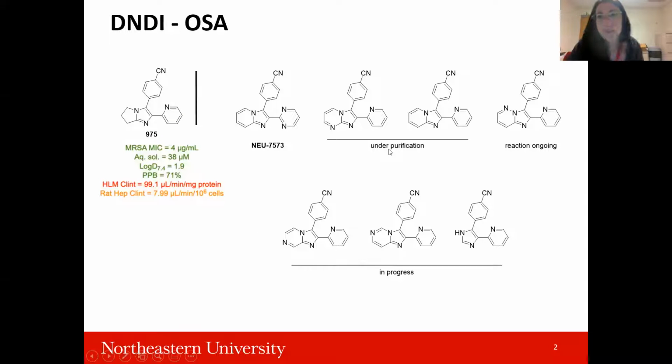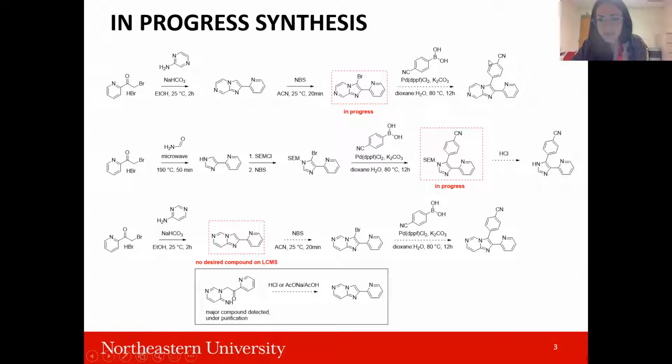Okay, so we have a few compounds ready or almost ready. This one is ready to be shipped, and these others are under purification, so will be ready in a while. And we have these three compounds where the synthesis is in progress. In particular, for this final compound, the bromination is in progress.